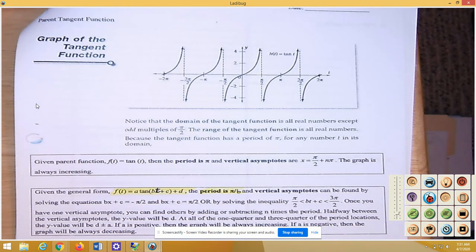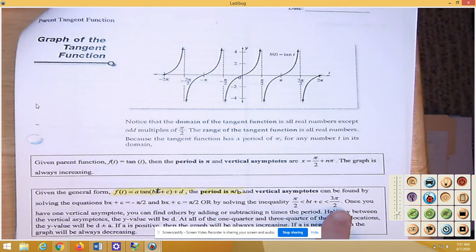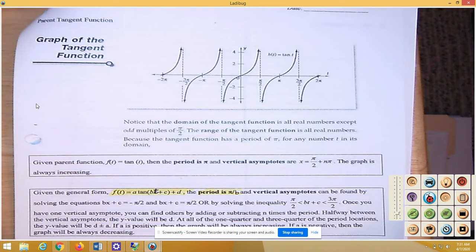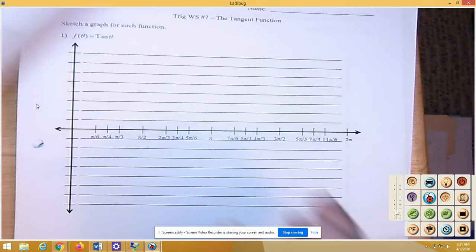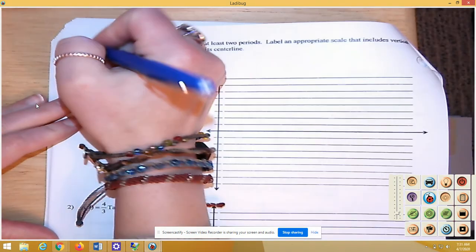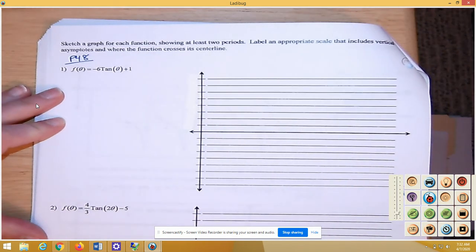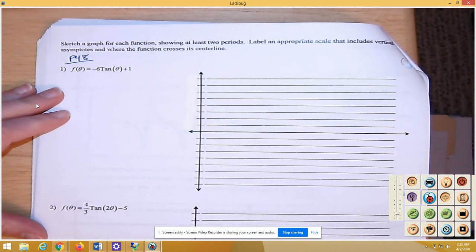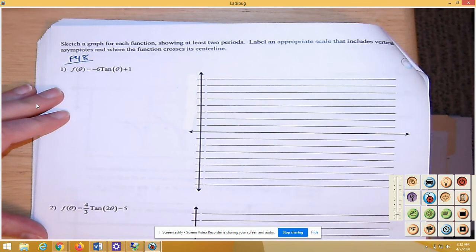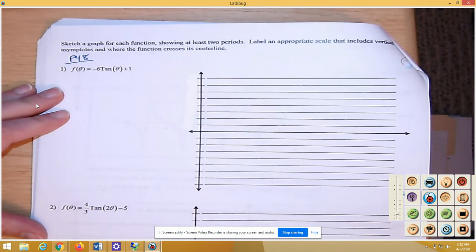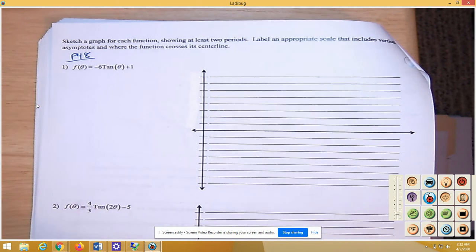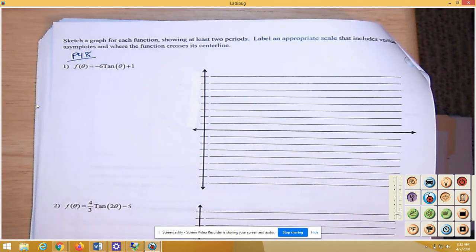And then for our vertical asymptotes, there's a couple ways that we can do that, and I'm going to do the inequality way, and I'll show you that in a minute. The rest is very similar to what we've already done. So I'm going to do this graph here. If you're following along with the packet, it's on page 48. If you're just watching the video, you can just do a graph on scrap paper. Sketch a graph for each function showing at least 2 periods. Label an appropriate scale that includes vertical asymptotes and where the function crosses its center line or midline. Those are synonymous.